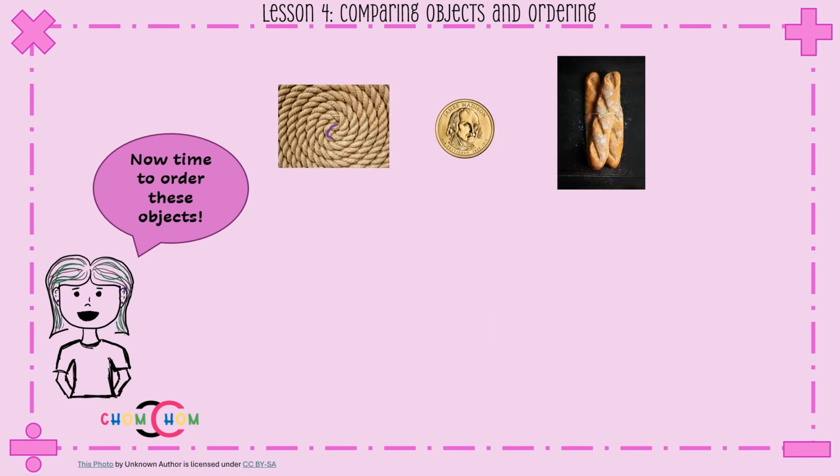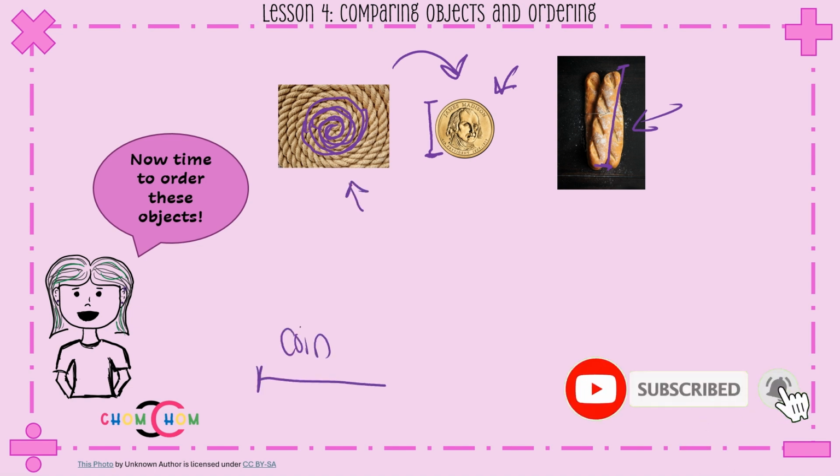Now, let's look at our rope example again. So we have our rope, this super long coiled up rope, and then we have our coin. Remember seeing coins in real life? They're really teeny tiny, right? This rope is much bigger, as we said, than this little coin. But where does a baguette fall into this? Do you think this is as long as our coiled up rope? Or do you think it's as long as our coin? Our coin's clearly the smallest out of here, right? You can fit that coin in the palm of your hand, which you probably couldn't do with a baguette or with a piece of rope. So our coin will be the smallest.